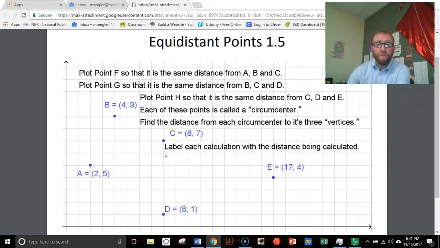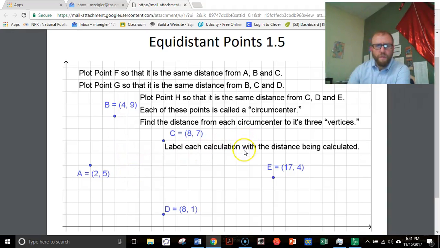Label your calculations with the distance you're finding. So, for example, if you're finding the distance from point F to point A, label it as length FA. If you're finding the distance from F to B, call it length FB, and so on.